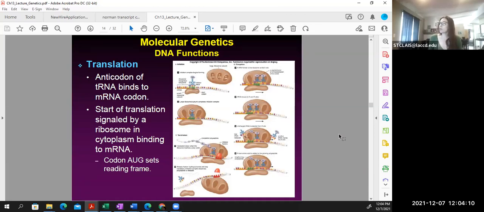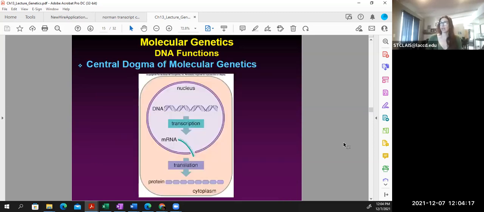Okay, and then the codon that's going to set the start frame or set the reading frame is going to be AUG. All right, and here we can see it again. We have our DNA, which is going to be coiled up in the chromosomes of the nucleus. The DNA will be transcribed to RNA. Here we can see messenger RNA consists of the transcript, and then that messenger RNA will be translated into protein. Okay, so the transcription occurring in the nucleus, I should say, and then the translation is occurring in the cytoplasm.